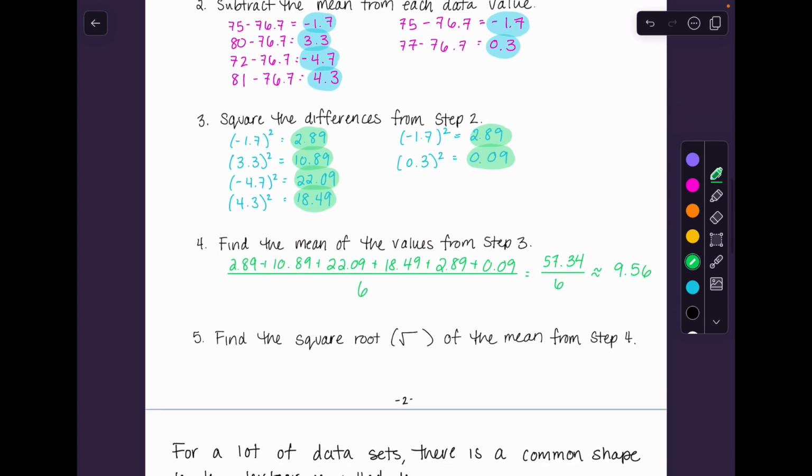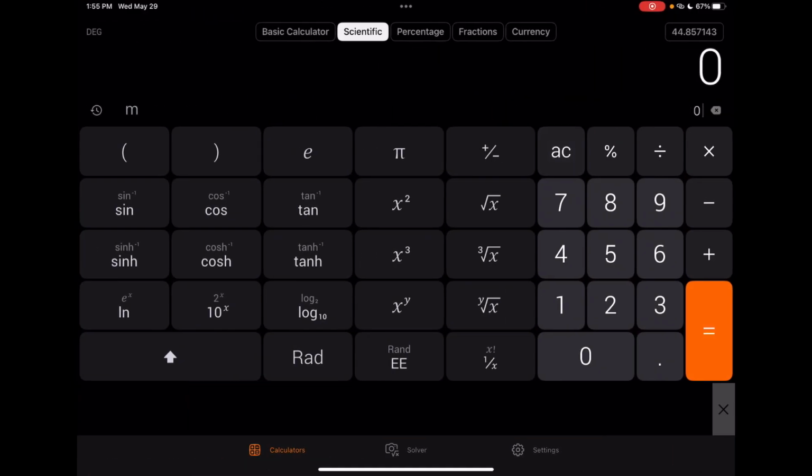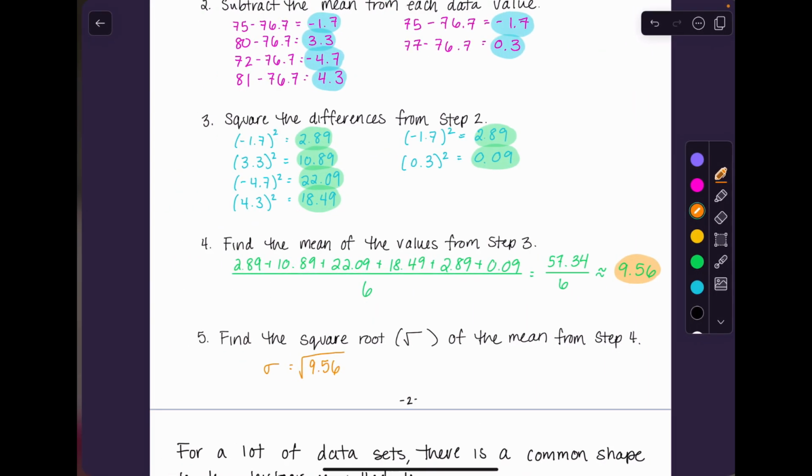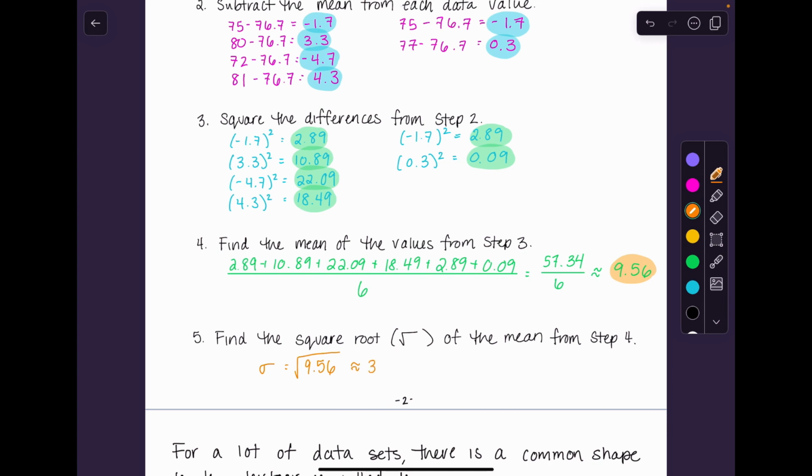So to find my standard deviation, I take the square root of this number. So our value of sigma, the standard deviation, is the square root of 9.56. Going back to my calculator, I've got 9.56, and I want to take the square root of that. We'll go out to 2 decimal places. Our standard deviation is about equal to 3.09. Okay.